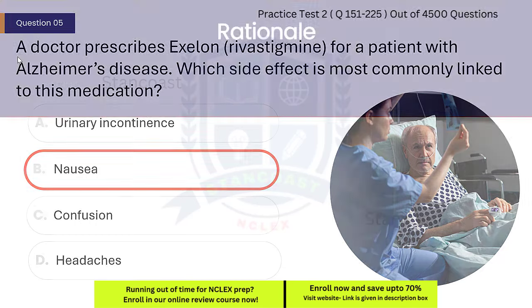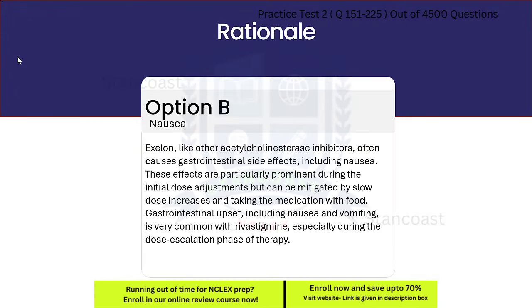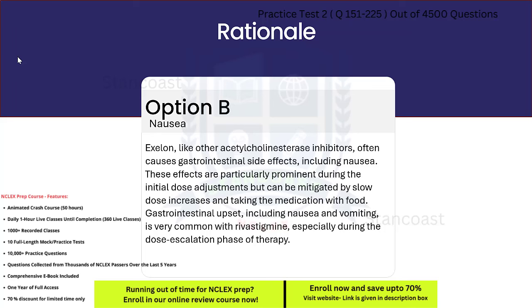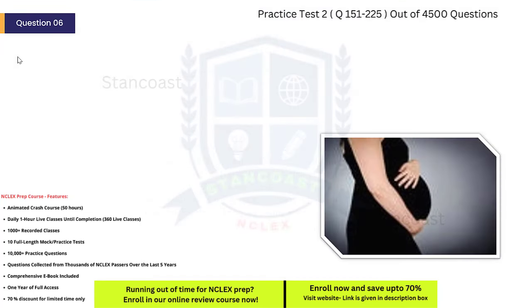Nausea. Exelon, like other acetylcholinesterase inhibitors, often causes gastrointestinal side effects, including nausea. These effects are particularly prominent during the initial dose adjustments, but can be mitigated by slow dose increases and taking the medication with food. Gastrointestinal upset, including nausea and vomiting, is very common with rivastigmine, especially during the dose escalation phase of therapy. Let's move to the next one.